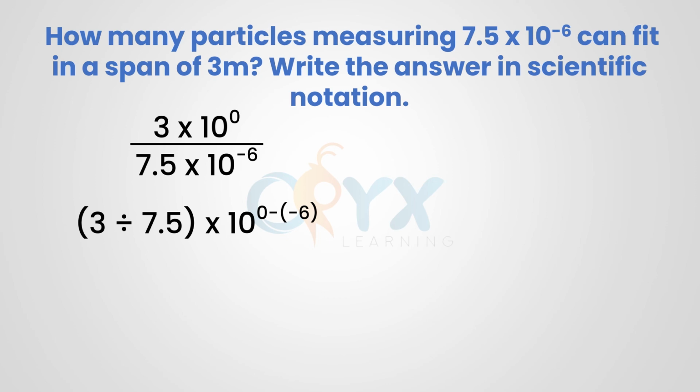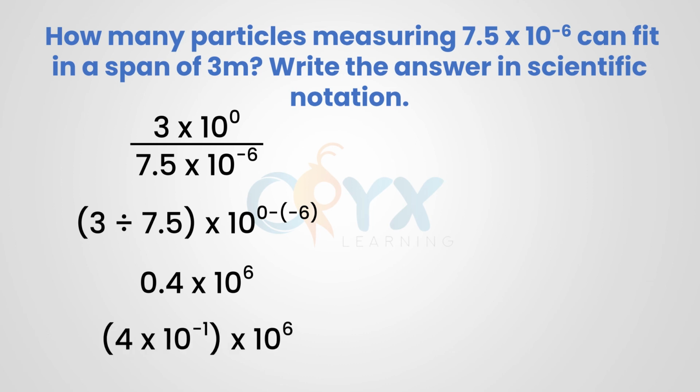6. Remember, quotient property, like base division, subtract the exponents. 0 minus a negative 6 is the same as 0 plus 6, or 6. So 3 divided by 7.5 is 0.4 times 10 to the 6. In order to write the number in scientific notation, I will multiply the 4 by 10 to the negative 1st, equivalent to 0.4. And my final answer will be 4 times 10 to the 5th, adding 6 and negative 1 together.